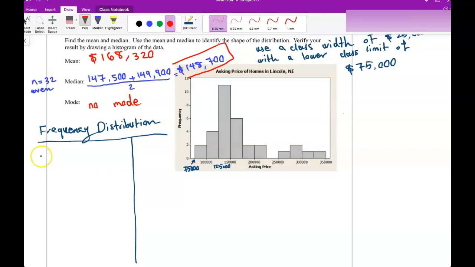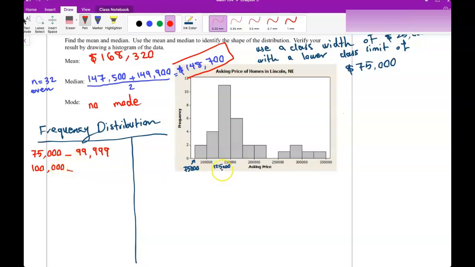On this part we have our classes starting from 75,000. Then here is 100,000, but we shouldn't write that one exactly here. So that 100,000 is our second lower limit. And this part is 99,999.